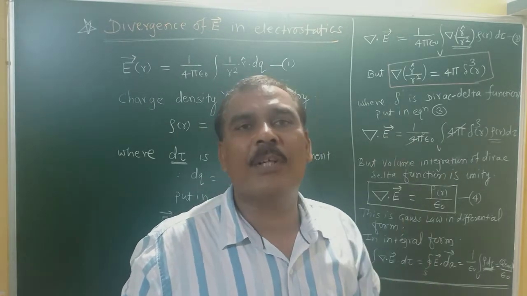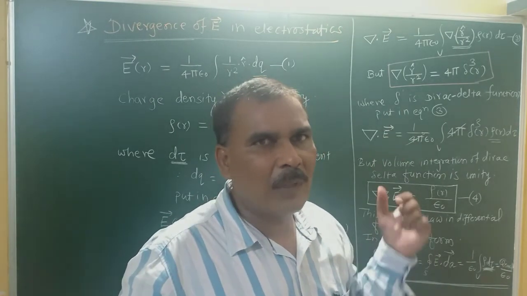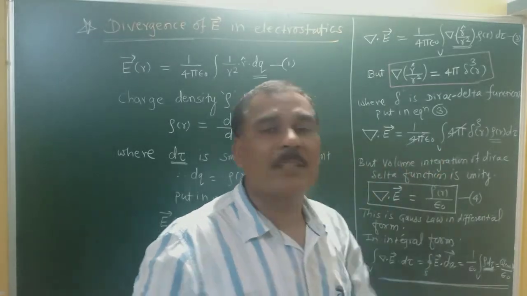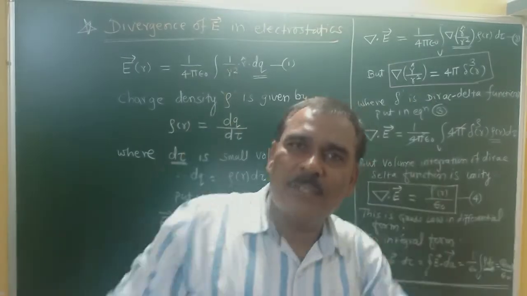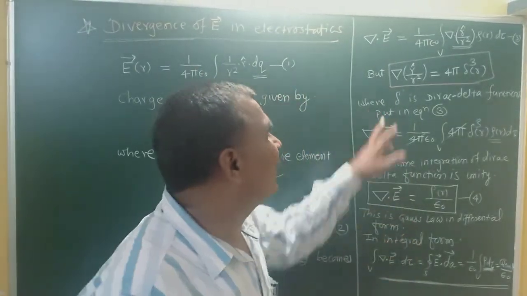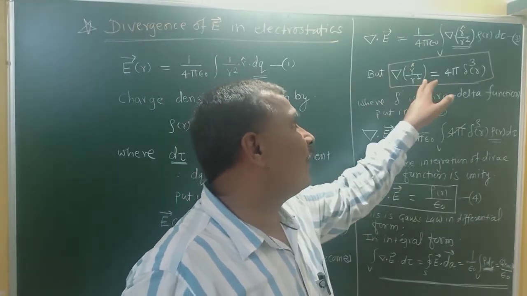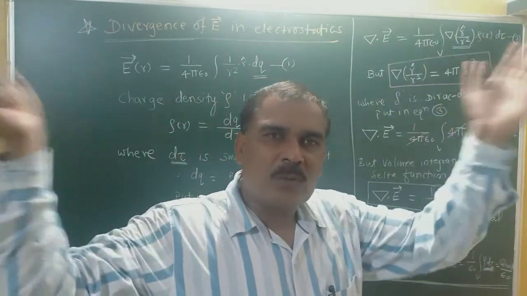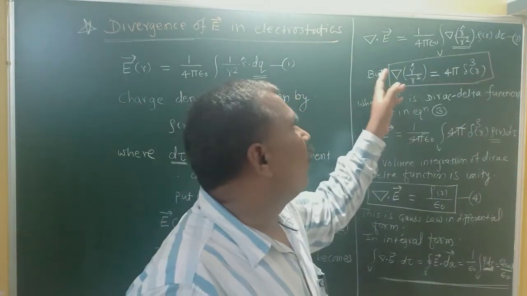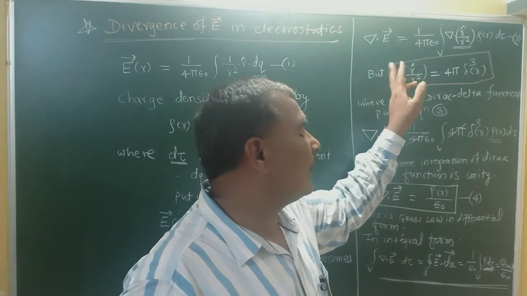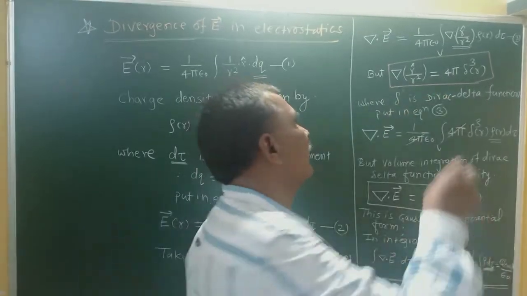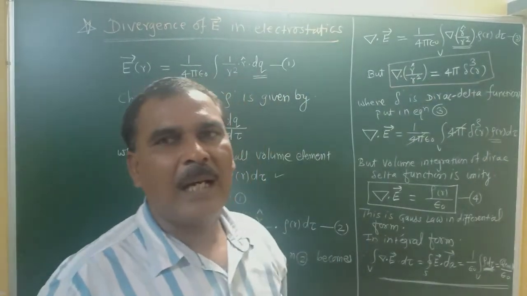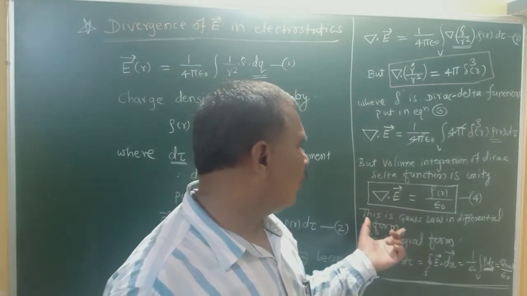Remember, the volume integration of the Dirac delta function is unity. This is a very important statement. And divergence of r cap upon r square is equal to 4 pi into delta cube of r. This is a very important formula, and many times a question may be asked on it. For a multiple choice question: what is the divergence of r cap upon r square? It is 4 pi into delta cube of r.